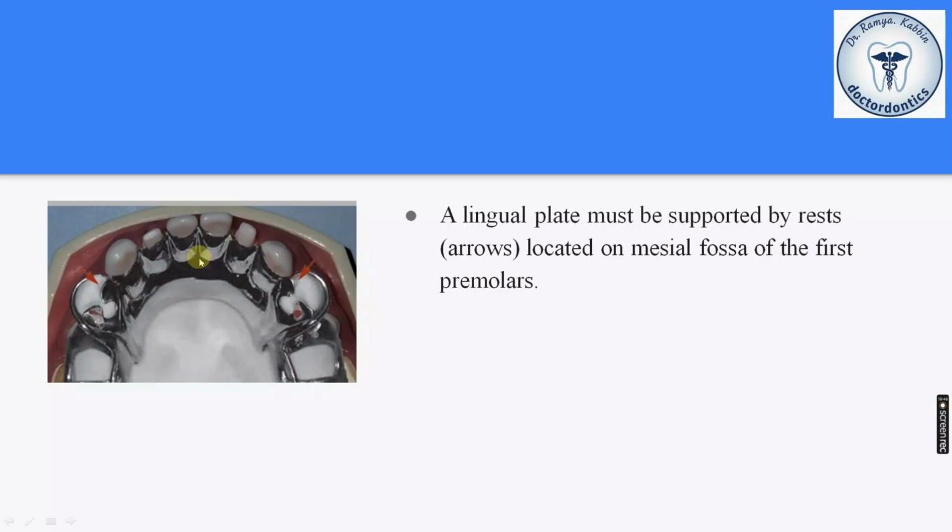Another important thing to remember in this design is that to increase the rigidity of this major connector, you should give a thick inferior border and thin superior border. Hence, it will increase the rigidity of the major connector.